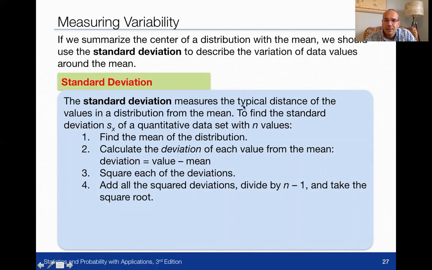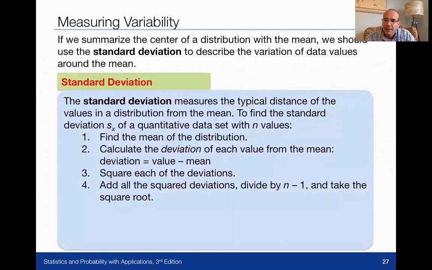It measures the typical distance of the values in a distribution from the mean. So there's a mean for a set of data. Think about the pictures of dogs that I opened class with. We could say that typically the dogs in this photo are pretty close to the average. Or you could say, yeah, there's an average mean, but typically you're either going to have a much, much heavier dog than that or a much, much smaller dog than that.